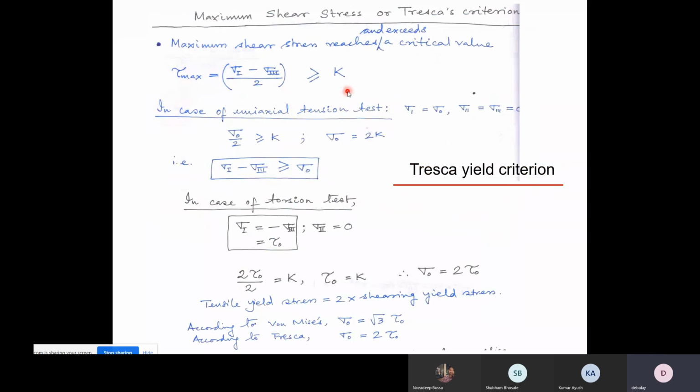So now if you consider simple tension, yielding occurs when sigma 1 exceeds sigma naught, where sigma 2, sigma 3 equal 0. So k value comes out to be sigma naught by 2. So the expression of Tresca talks about sigma 1 minus sigma 3 exceeding sigma naught. And if we consider the torsion case, where sigma 1 equals minus sigma 3, both of them have to exceed tau naught, which is the shear yield strength. Sigma naught is the uniaxial tensile yield strength. So the relation comes: tensile yield strength equals 2 times the shear yield strength, following the Tresca yield criterion.